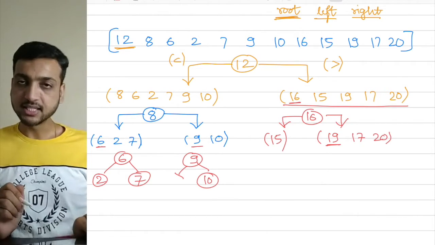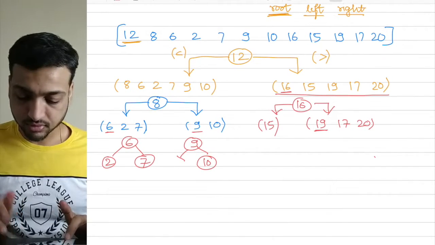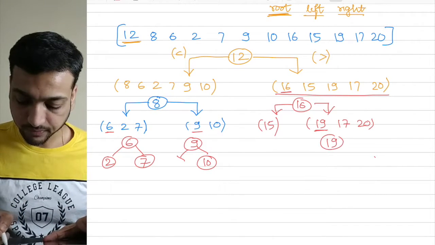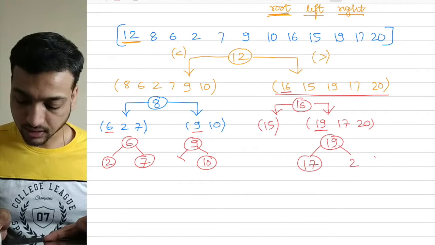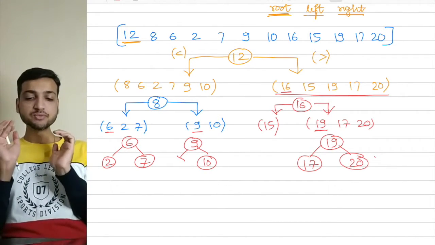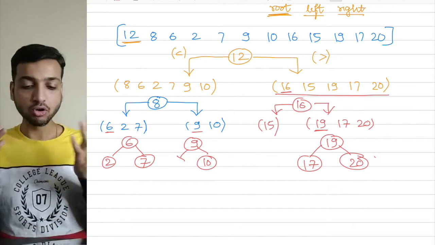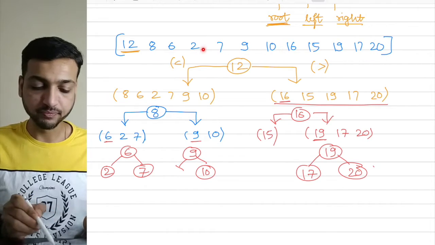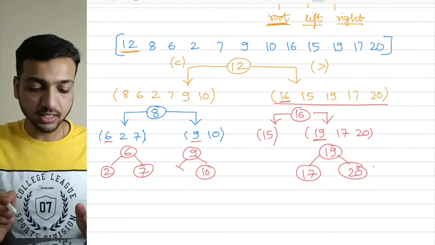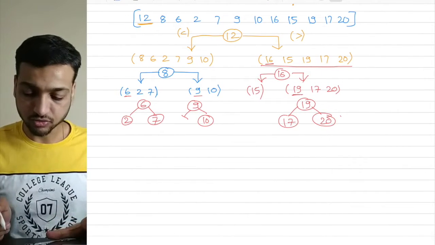Now again 19 is the root here, because 19 is the first value. So 19 comes here, and less than 19 is 17, and greater than 19 is 20. Okay, so in this way we have reconstructed the original binary search tree whose pre-order traversal was mentioned in the given question. Okay, so let's quickly write down this original structure of the binary search tree here.